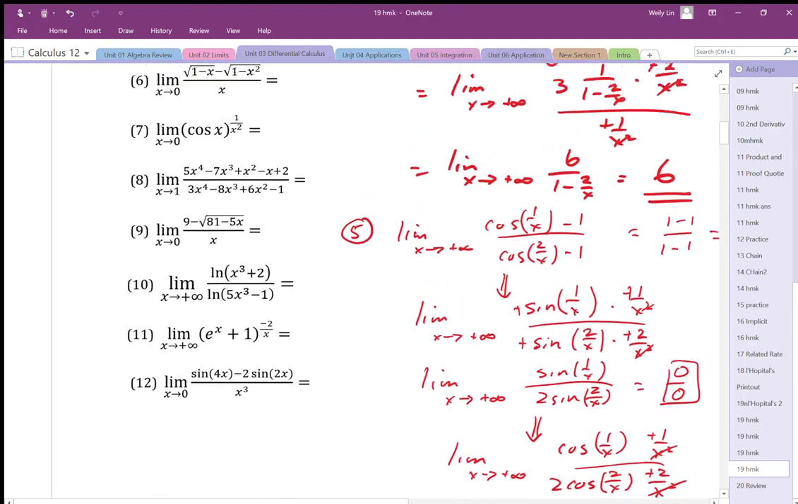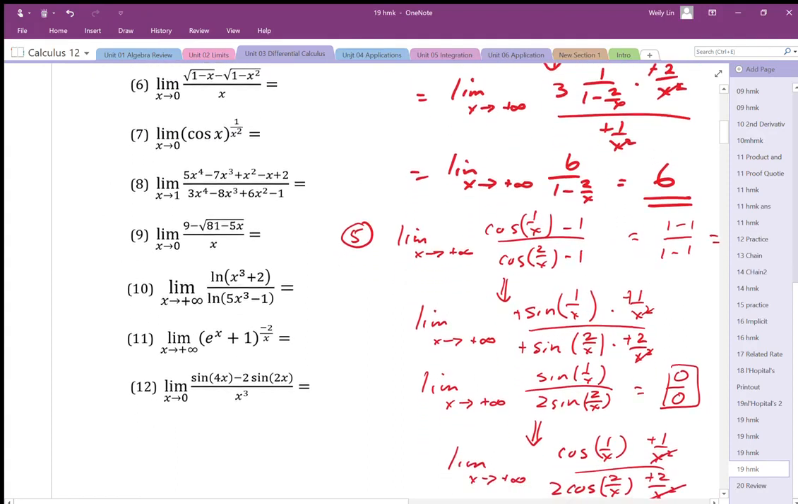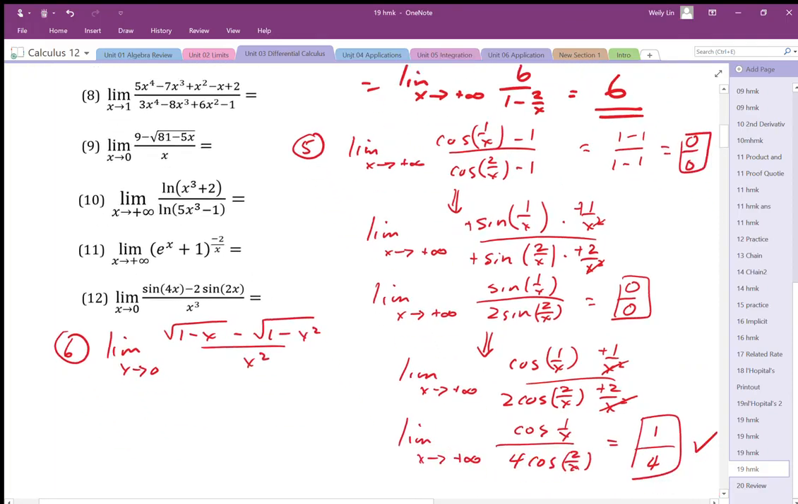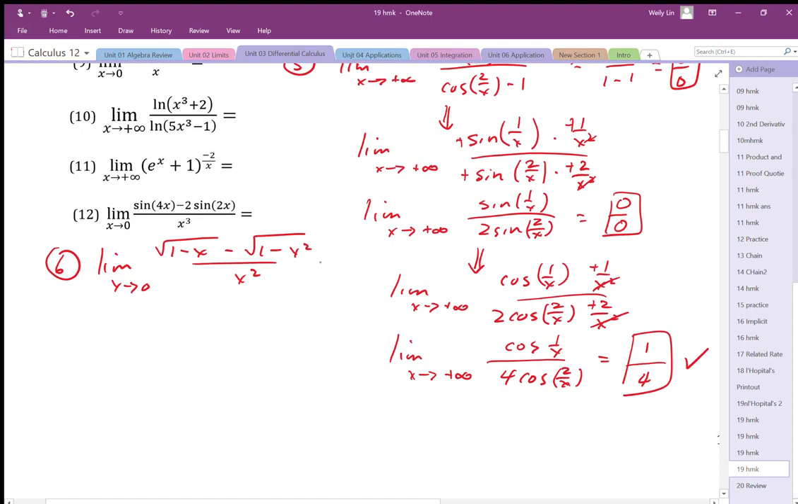For the last one here, it looks like this, number 6. I'm going to do it over here. Limit as x goes to 0 of square root 1 minus x, minus square root 1 minus x squared, over x squared. Okay, I plug in my 0, I end up with 1 minus 1 over 0, so 0 over 0. There's my condition. Apply L'Hopital's.